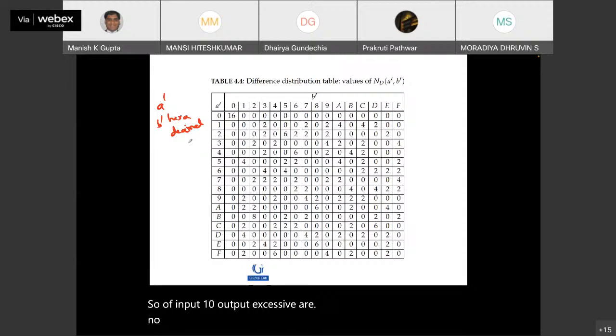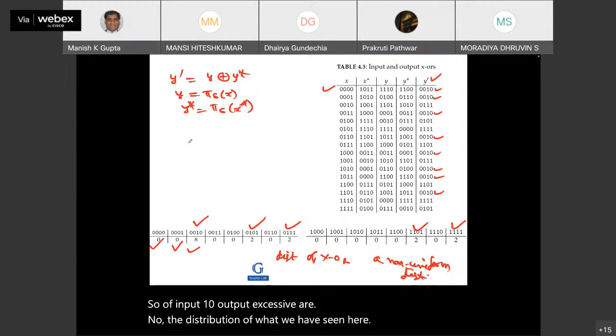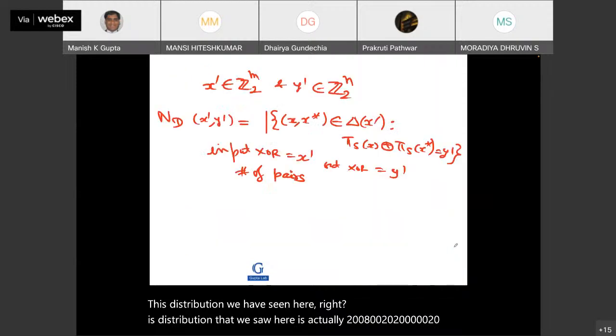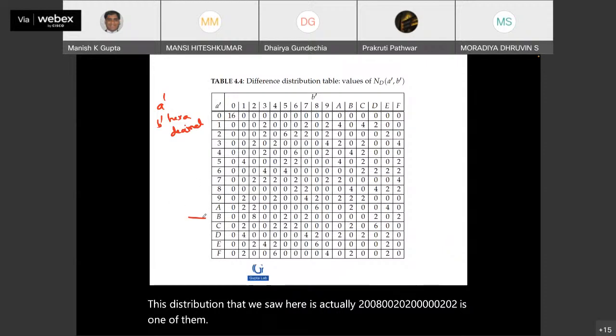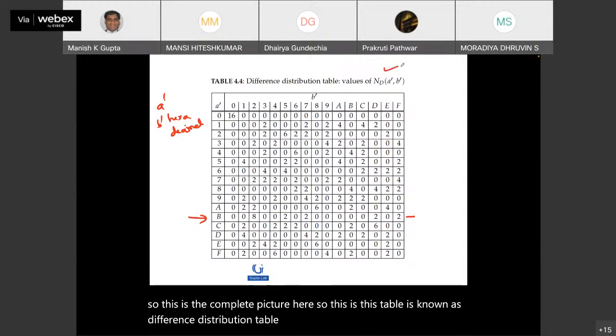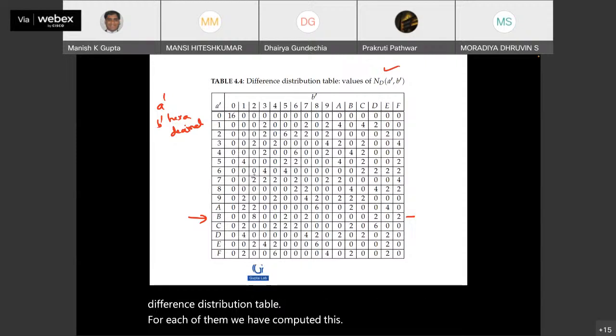Now the distribution that we have seen here, this distribution that we saw here is actually 0080202000002002, which is one of them. This one corresponds to row B here. So this is the complete picture. This table is known as the difference distribution table, with the values of ND A prime B prime. For each of them, we have computed this.